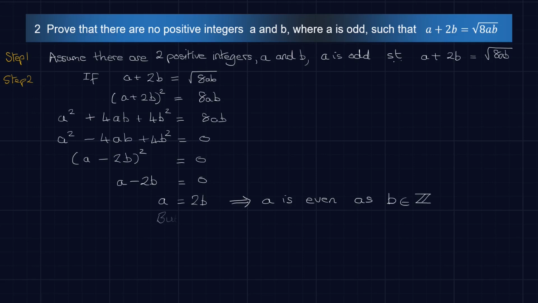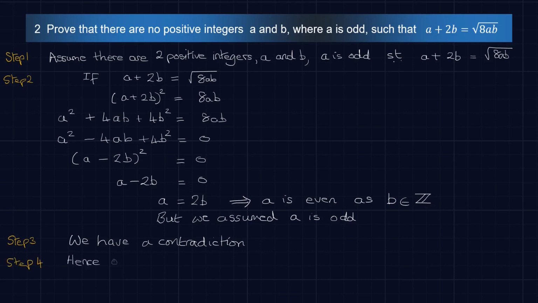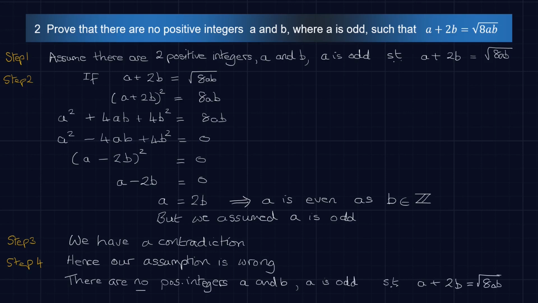But our assumption states that a is odd. We have a contradiction. We have reached step 3. All that remains is to say our assumption was wrong and the statement must be true.